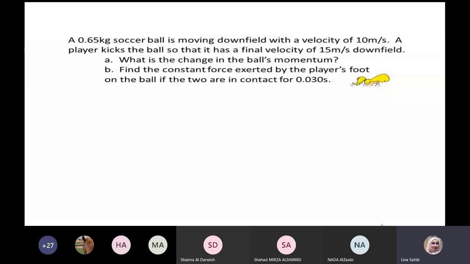Now, how can I solve this one? Write the formula of the momentum, and write the change of the velocity and do your multiplication. After that, mute yourself, please, all of you. And after that, he asks you to find the constant force. He needs force. After you found the momentum, use it to equal the impulse. The time is given and the force is not given. To find the force, do cross multiplication, you can use the triangle.